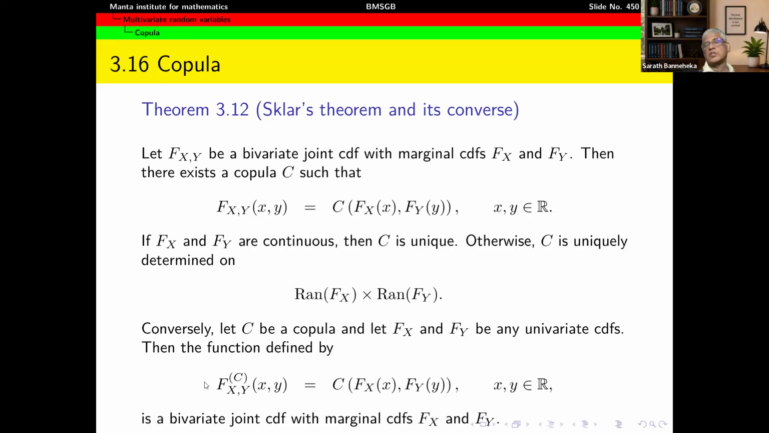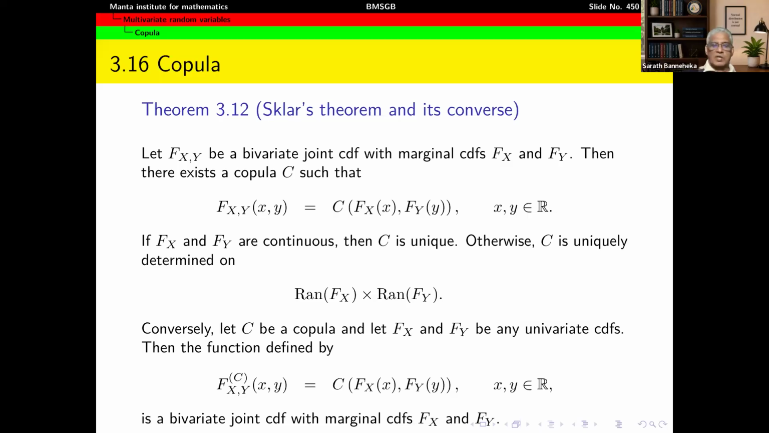That will be a joint CDF. It may not be exactly equal to the actual joint CDF of X and Y that we consider, but anyway, this will also be a certain joint CDF. And the important thing is that that joint CDF will give us the actual F_X and F_Y as its margins.